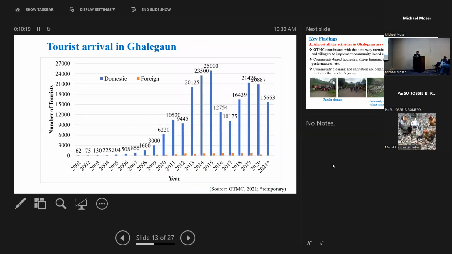This is the number of tourist arrivals in the village. We have some ups and downs. We had a big earthquake in 2015. That's why the number of tourists dropped for 2-3 years. Then it started to increase, and even COVID-19 didn't affect this village, because this village is targeting only domestic tourists, and foreign tourist arrival is minimal.